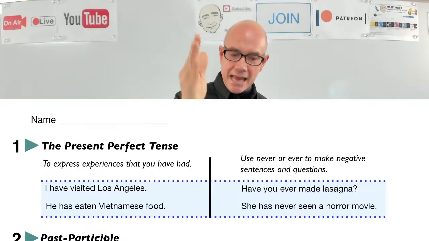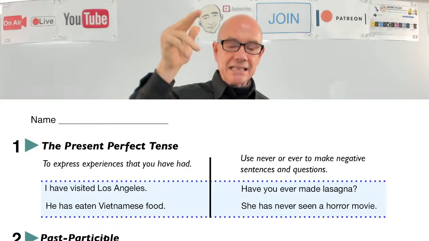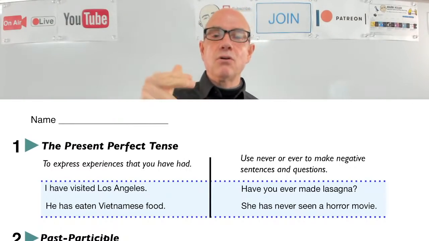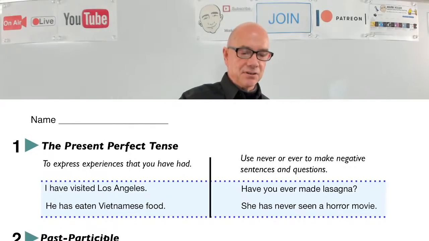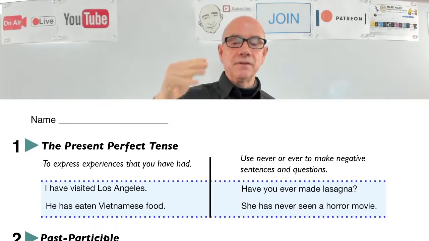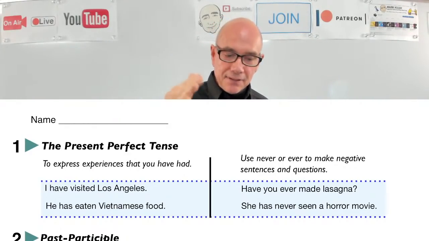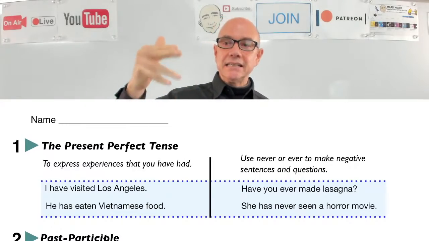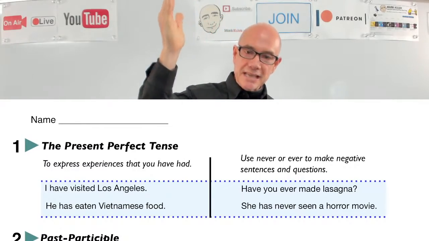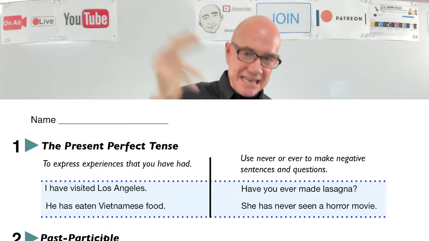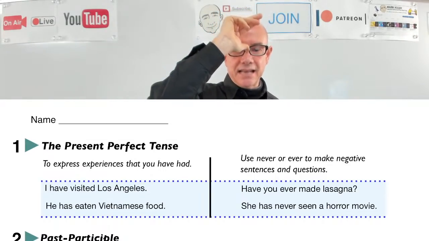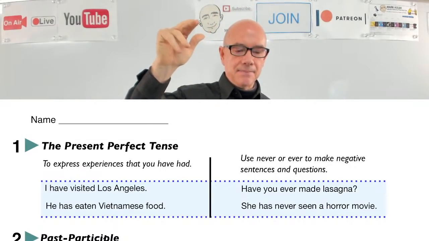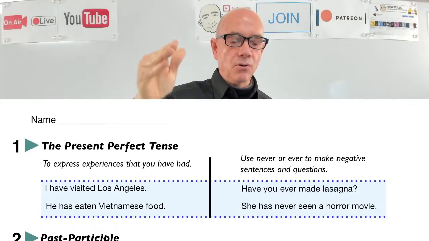And to make it negative, she has never seen a horror movie. So in her life, she has never seen a horror movie. She hasn't, right? She has never, so that's negative. She has never seen a horror movie.